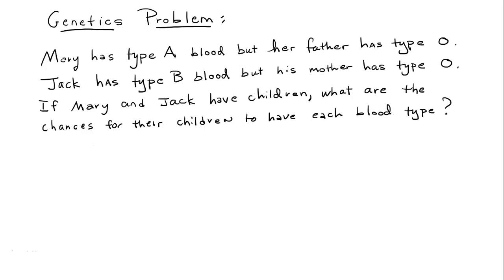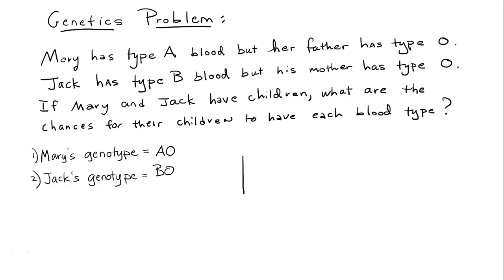So you have to figure out Mary's genotype. If she has type A blood, could she be AA? No, she couldn't be AA because she's got an O from her dad. So Mary's genotype is going to be AO. And likewise with Jack. He can't be BB because he's got an O from his mom. So Jack is going to be genotype BO.